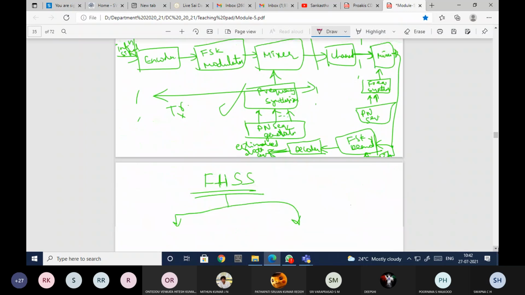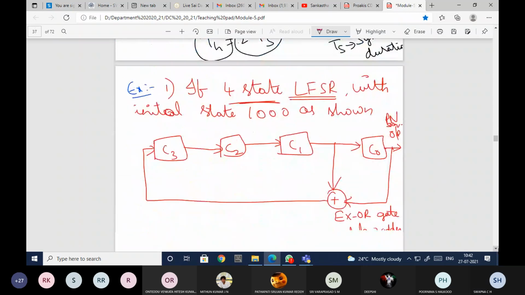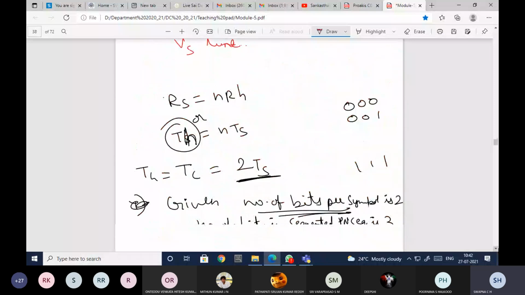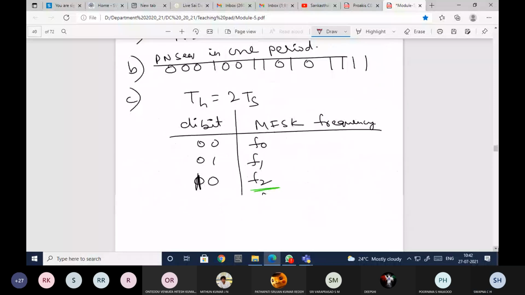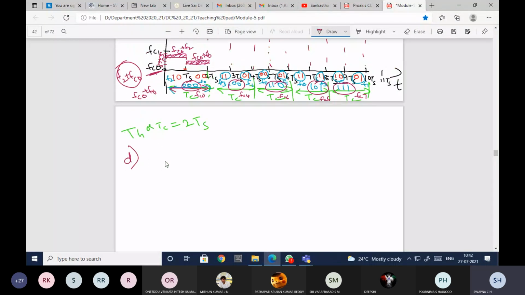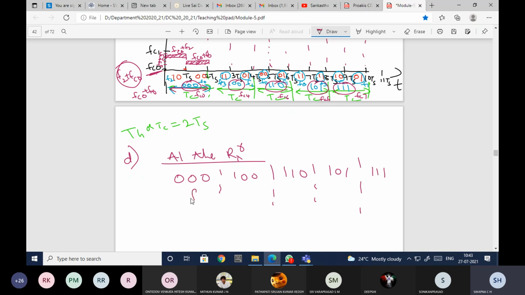So at the receiver, it will despread. First, you have the same PN sequence generated: 0 0 0 1 0 0 1 1 0 1 0 1, like that 1 1 1, and again it will repeat. This is FC0, FC4, FC6, FC5, FC7.